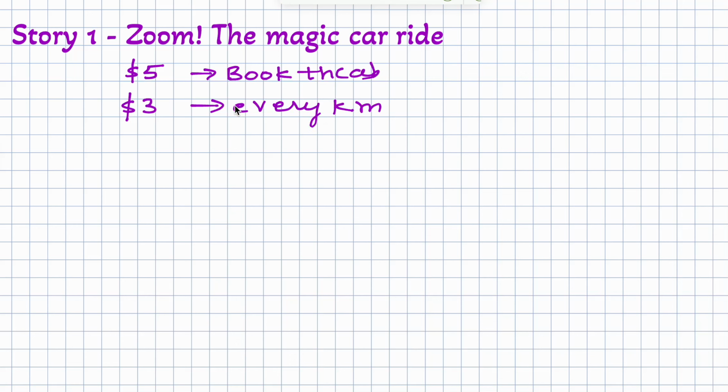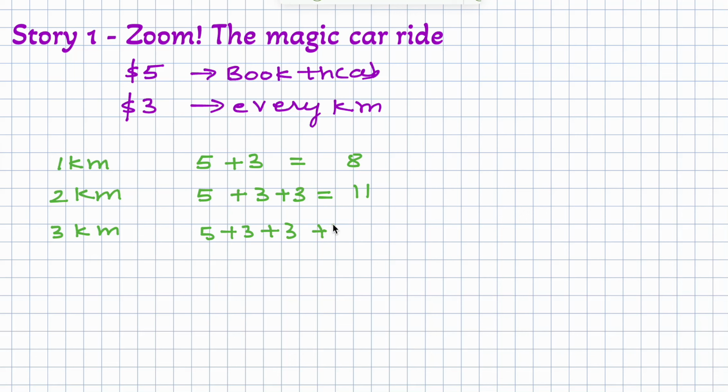Now, let's see how this situation works. Suppose she travels 1 kilometer, right? So for 1 kilometer, 5 for the booking charges and 3 for the first kilometer. So total $8 she has to pay. Now for the second kilometer, she has to pay $5 the booking charges, $3 for the first kilometer, it's already here, and then extra 3 for the second kilometer, which is $11. And then for the third kilometer, okay, 11 is already here, this is the previous condition, and then $3 extra, that means total 14 charges.